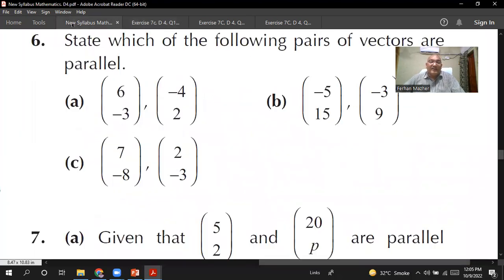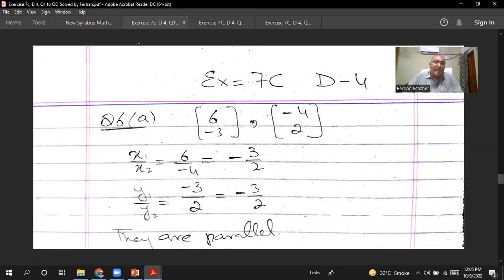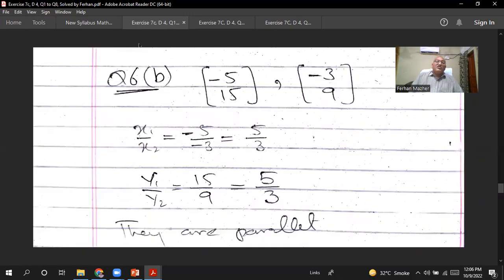Then we have the B part. These are the two vectors given. I just want to prove that they are parallel. So I will take the ratio of x1 to x2, and I will take the ratio of y1 to y2. So that will be minus 5 by minus 3, and that is 5 by 3. y1 by y2 will be 15 divided by 9. So cancel it with the 3. So you will have 5 by 3. So you can see both the ratios are the same. So these two vectors are parallel to each other.